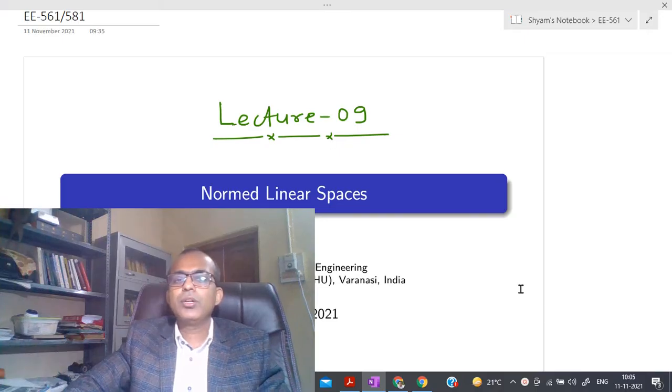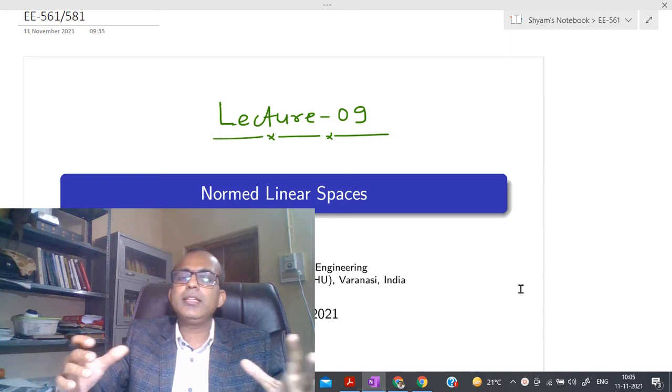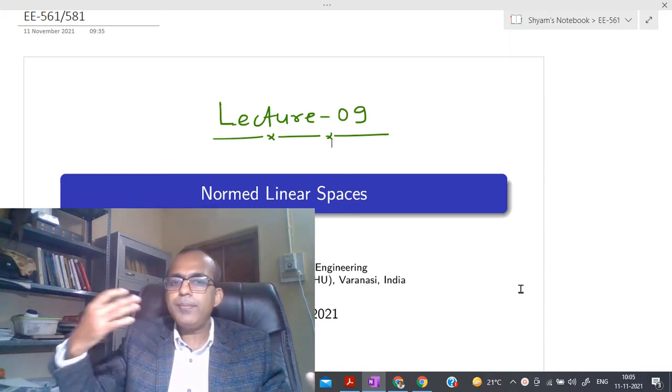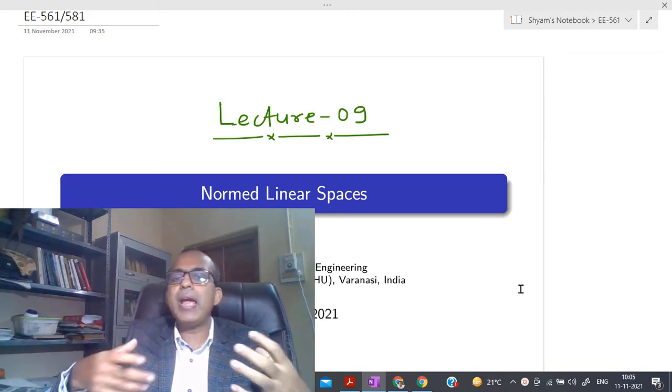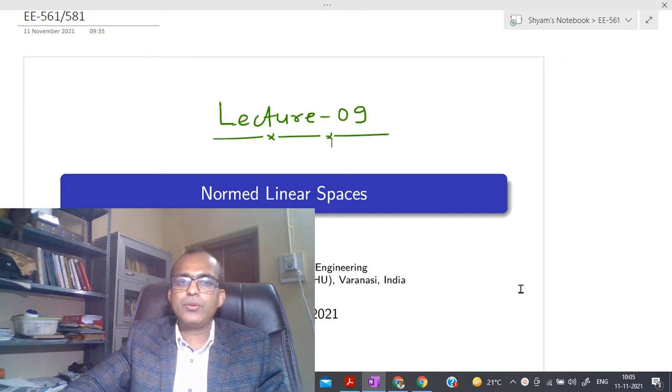Welcome back. So far, we have seen how to define the space, and if I have a space, then how to define some kind of binary operation inside that space. And with the help of those binary operations, like vector addition or scalar multiplication, we came up with a concrete notion, that is vector space, which is also called linear space.